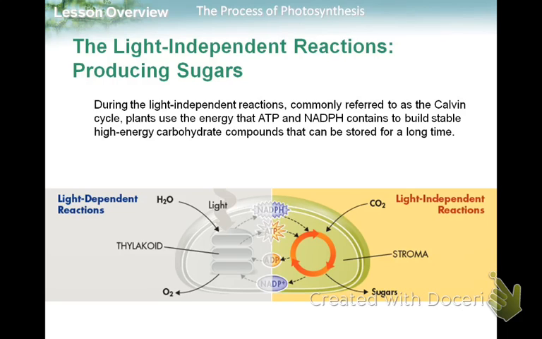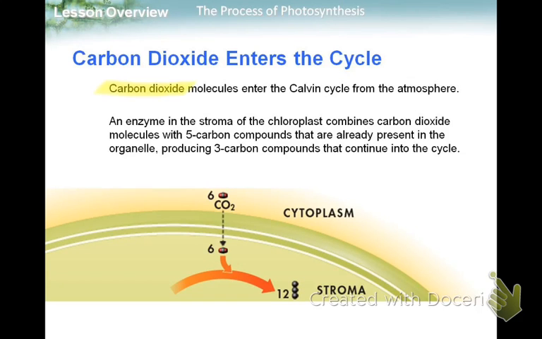So now we move to the light-independent reactions. This is also called the Calvin cycle. I always remember that it's called the Calvin cycle. It begins with a C and it takes place in the chloroplast. So again, plants are using the energy from ATP and NADPH to build glucose. This is where carbon dioxide goes in to the process of photosynthesis. It comes from the atmosphere.